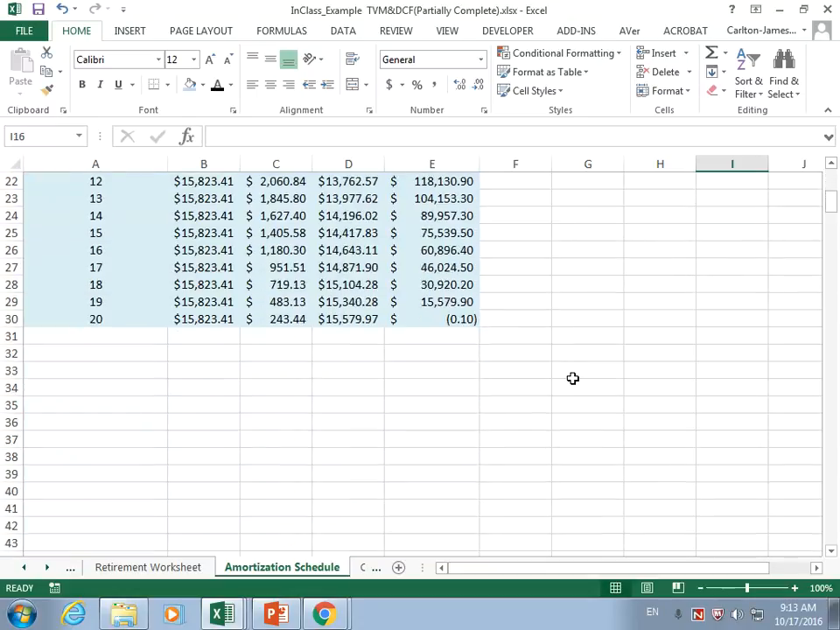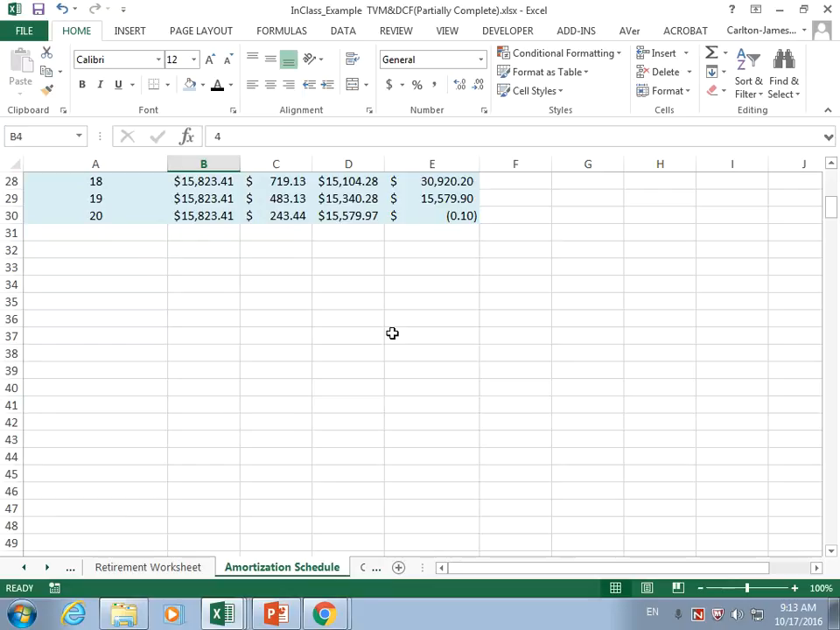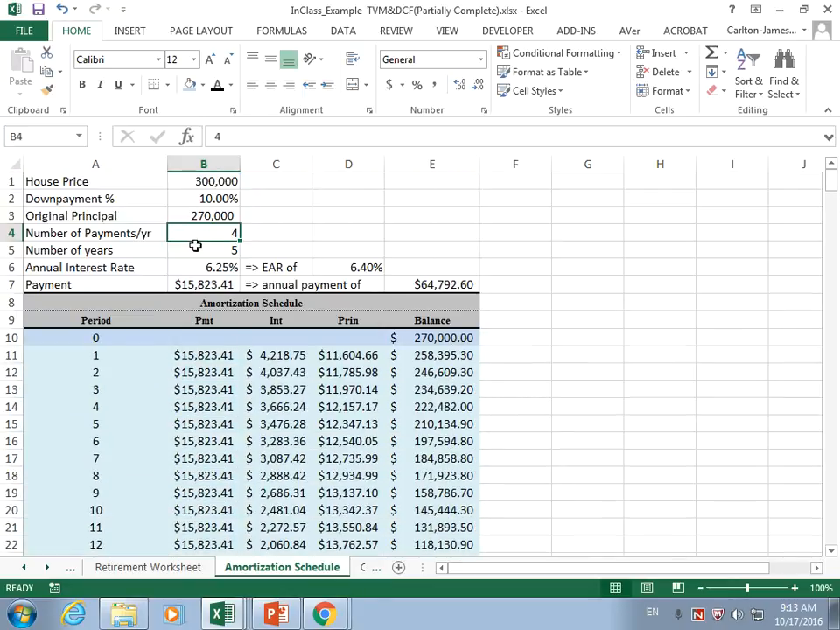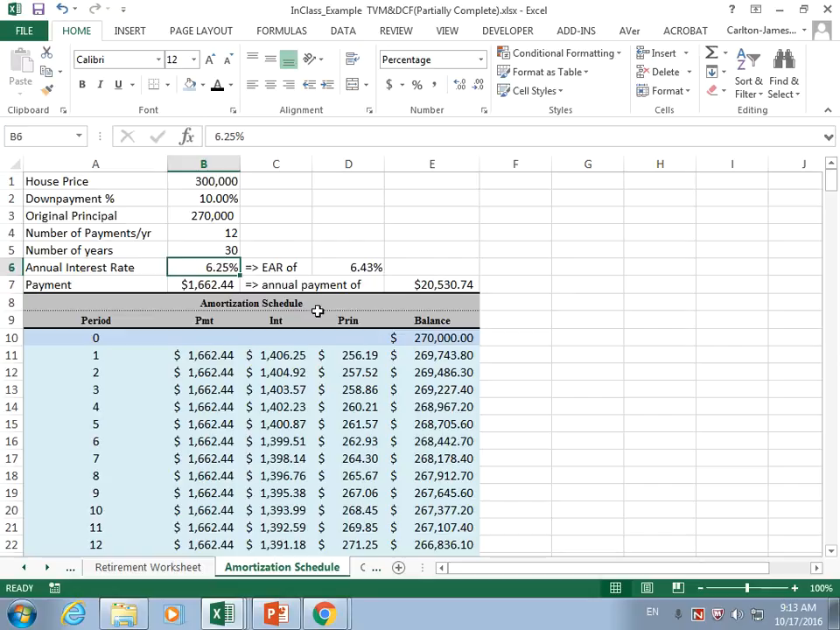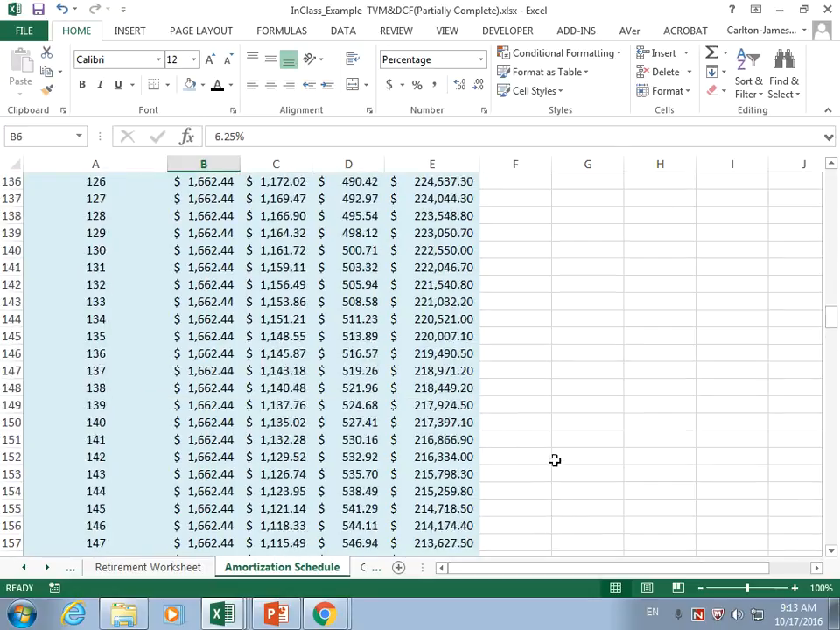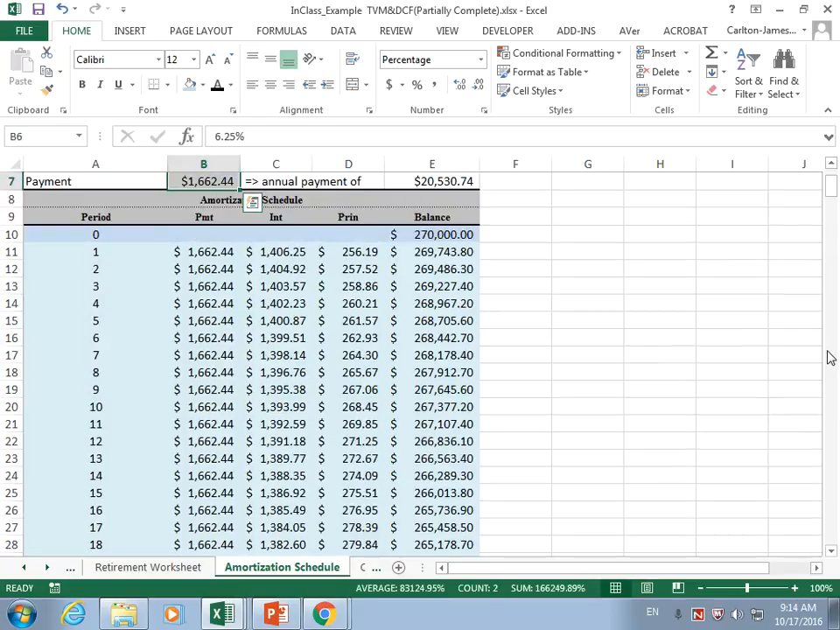Okay, so let's go back to our 12. So we can see then that the color stops here and all that stuff stops. And let's go back to our 12 and 30 years, let's see. So it's gone all the way down now and it's colored all the way down to 30 years, right?